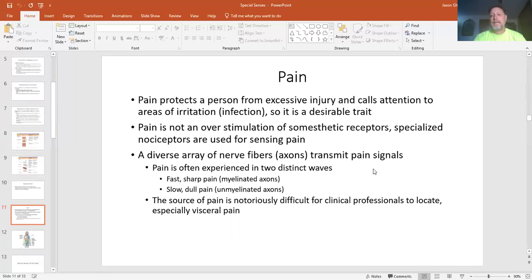Now coming back to that pain. Again, pain is good because it keeps us from injuring ourselves. All right. Again, it lets us know, whoa, hey, I got to stop doing that, whatever it is we're doing, or not do it. It is not the overstimulation. We have certain nerve endings that are specified for this purpose. All right, so they're doing their job.